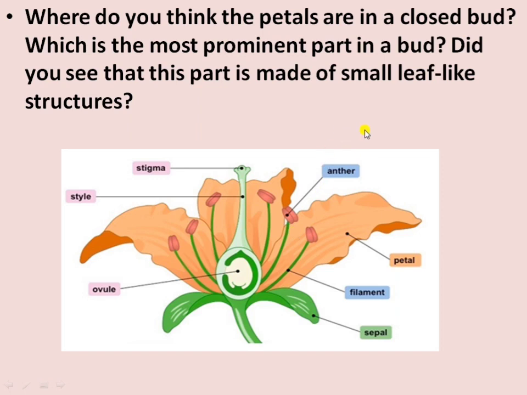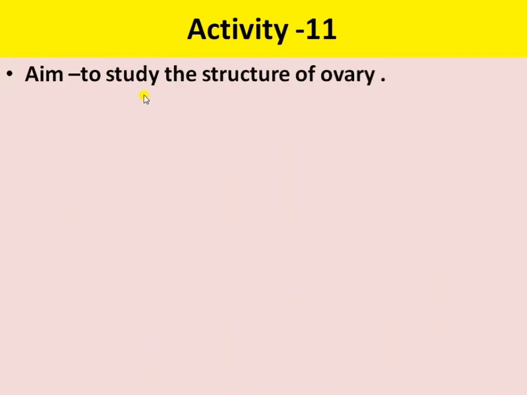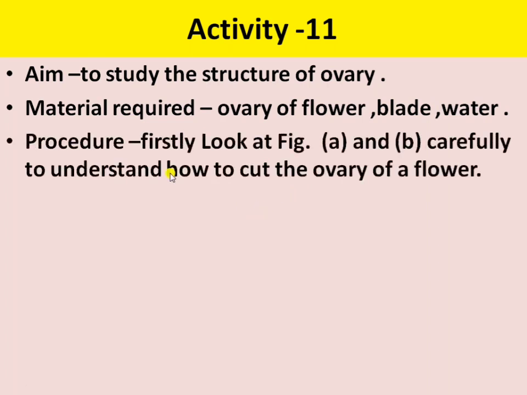Next, moving on to another topic, that is activity number 11. In activity 11, we have to study the structure of the ovary. The materials required to perform this activity are the ovary of a flower, a blade, and water. Let us now study the structure of an ovary of a flower. As you all know, the ovary is the lowermost and swollen part of the pistil.